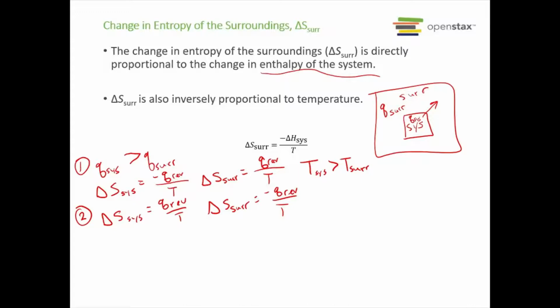And then our third scenario is where our objects are about the same temperature. The system and surroundings are the same temperature. And so the magnitude of the entropy change for both of them is essentially the same. So in this case, the entropy change of the universe is 0, and the system is at equilibrium.